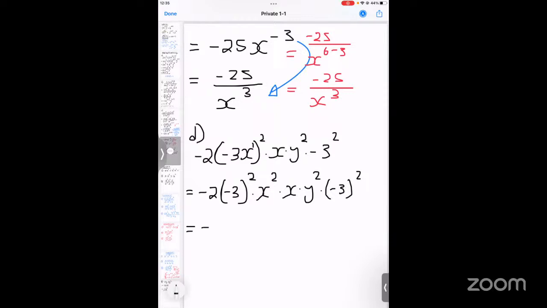Okay, we have negative 2. Obviously, this one we have seen many times, it gives us positive 9. And then can you see we already have the same bases? We're just going to add their exponents. So we'll see we have 2 plus 1, and then we have a y squared there. And then this one we've seen it gives us positive 9.